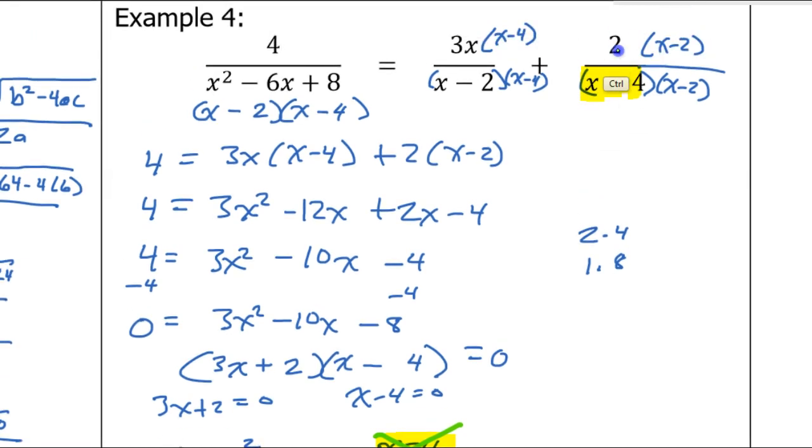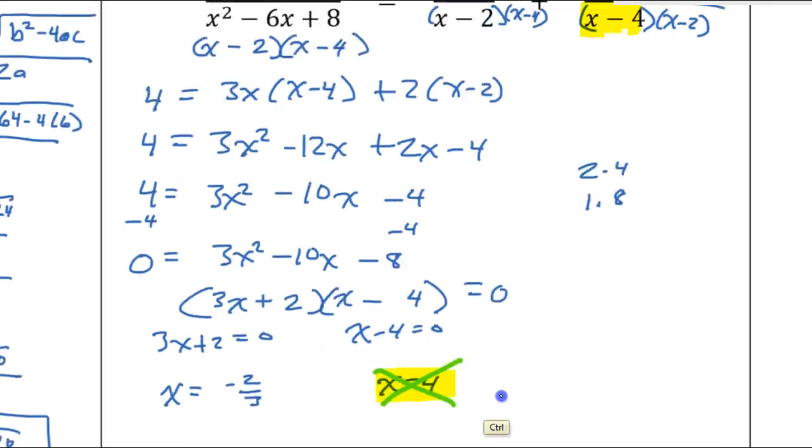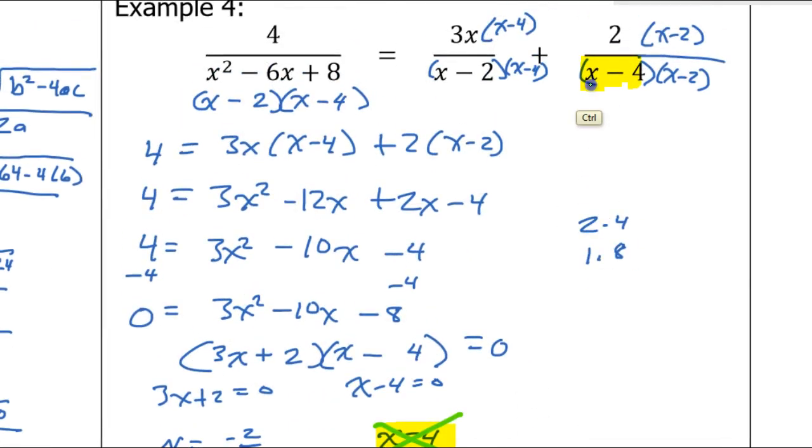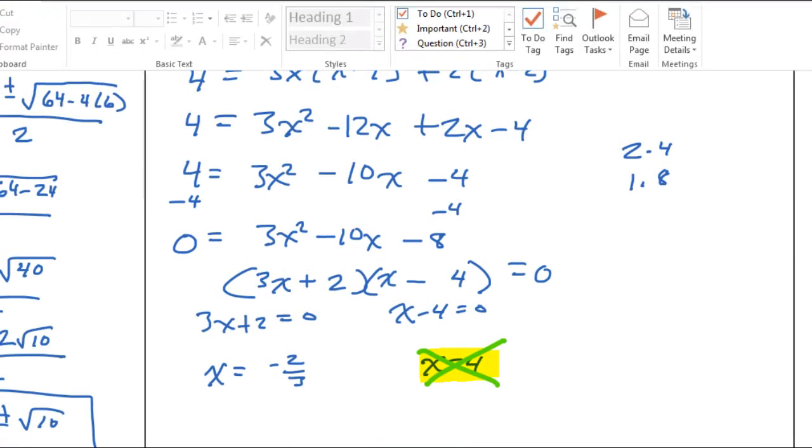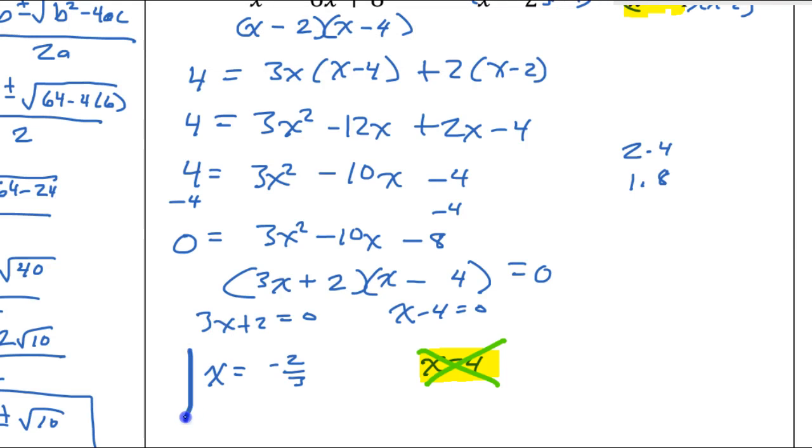Natanya, so see how we have to look at the x minus 4 that's highlighted? If x was allowed to equal 4, if you plug that in... All right, so the only solution, the one and only solution is x equals negative 2/3, nothing else.